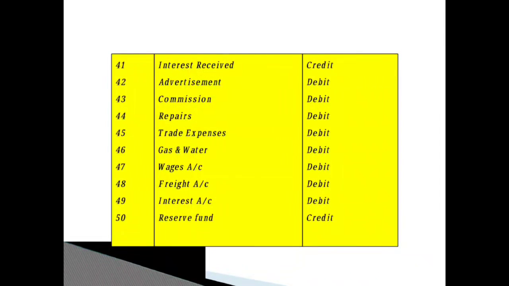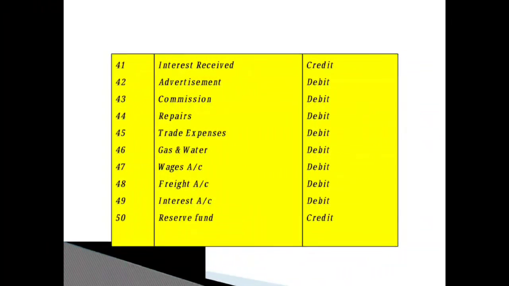Then wages account, it is also expense. Expense shows debit balance always. Then freight account means carriage charges what we have paid, or traveling charges what we have paid on purchase of any goods, okay, that it is. So it is also a debit expense, so which shows us debit balance here.